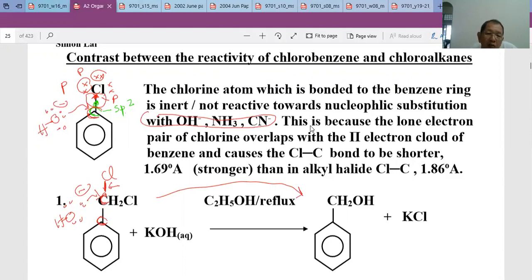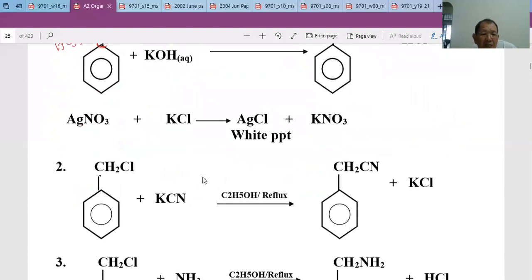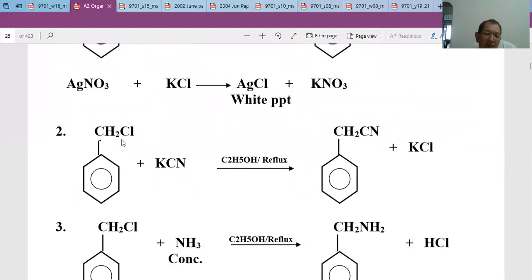That means you can undergo nucleophilic what? Substitution. But here cannot. No reaction. You won't get a phenol from here. You won't get this compound. OH cannot. No reaction because the Cl bond is very strong. See? Now can you see from here all this, right? If the carbon separates this carbon from this Cl here, it can undergo any reaction.